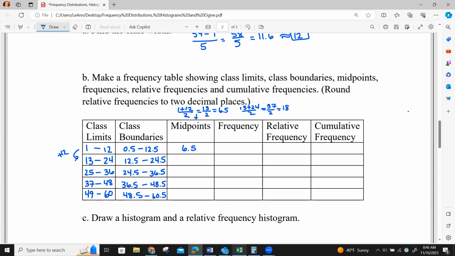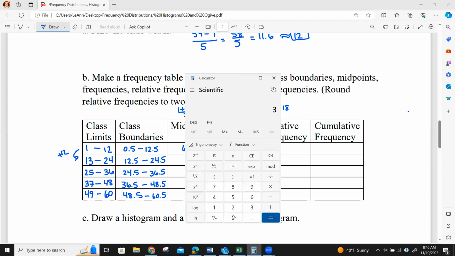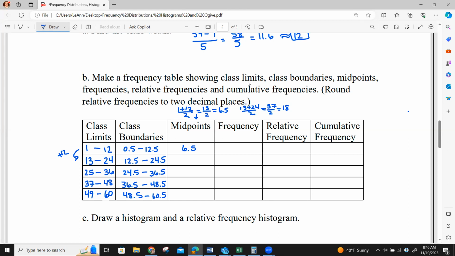No, that's not 18. Let me double check that. 37 divided by 2. Yeah, it's 18.5. Okay, just questioning, doing my math in my head. But anyways, after you do 2 of these, you'll notice a trend.